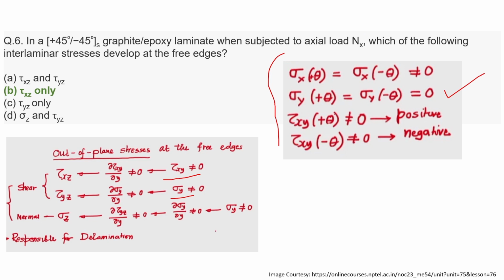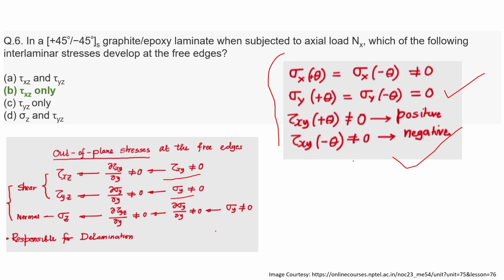And tau xy for plus theta will not be equal to 0, and tau xy for minus theta will not be equal to 0, but these will be positive and negative values. So that means we have the values of sigma x and tau xy for both laminates, plus and minus theta. Now from that we get the conclusion which out of plane stresses we will get.